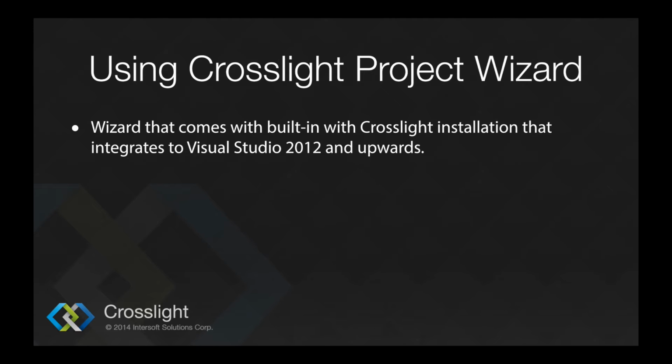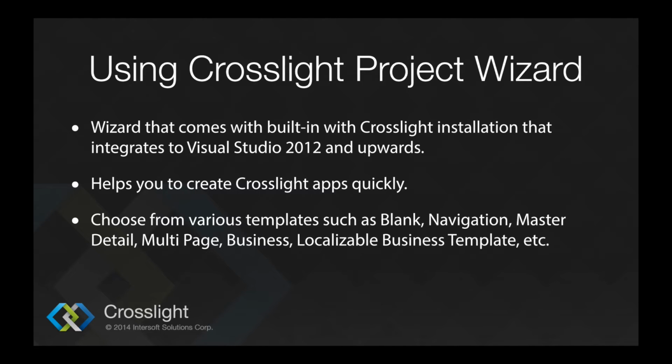Previously, I've mentioned something about the Crosslight Project Wizard. The Project Wizard is one of Crosslight's tooling support that comes with every installation of Mobile Studio. Currently, this is only available on the Windows platform that integrates with Visual Studio 2012 and upwards. The Project Wizard will help you create Crosslight apps quickly for multiple platforms. You can choose various templates such as the blank, navigation, master detail, multi-page, business, localizable business template, etc.